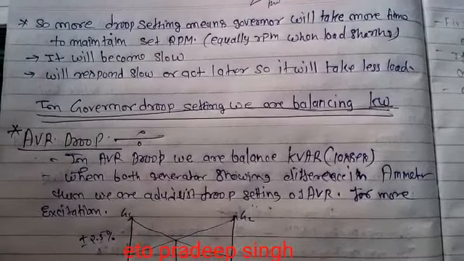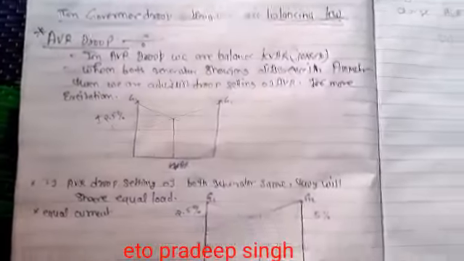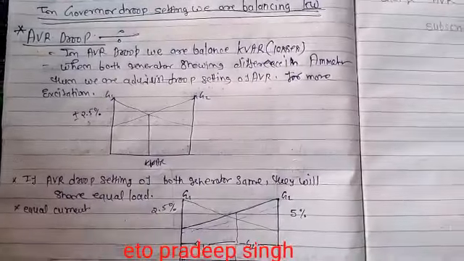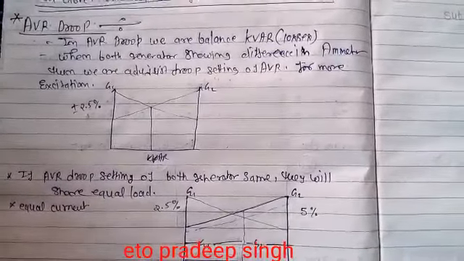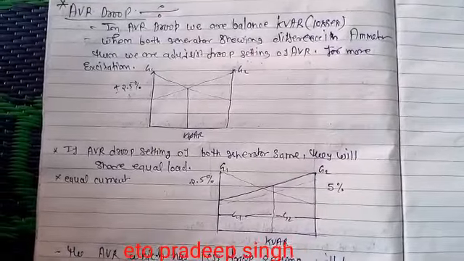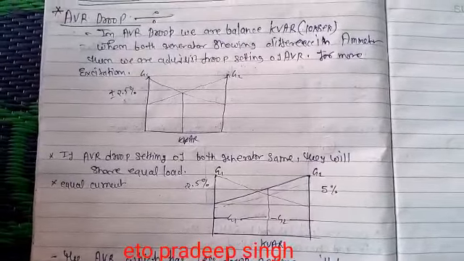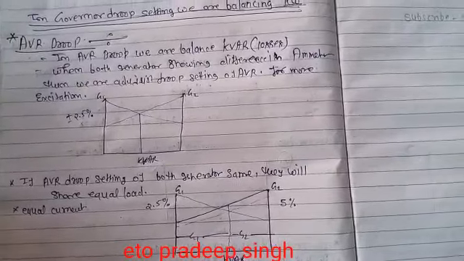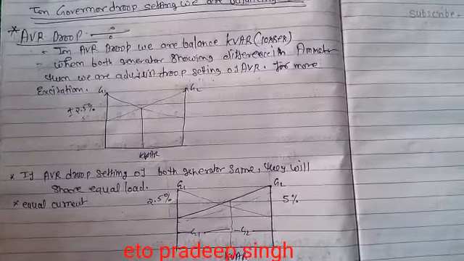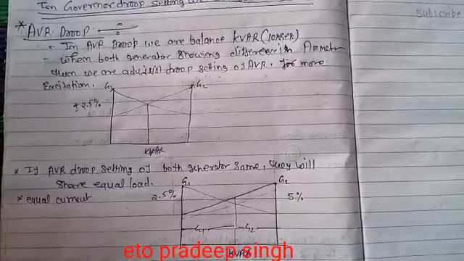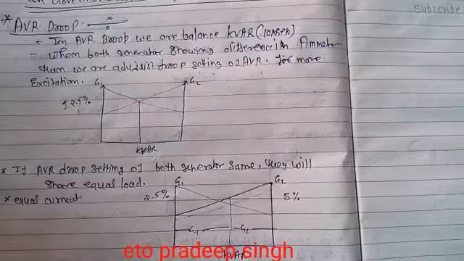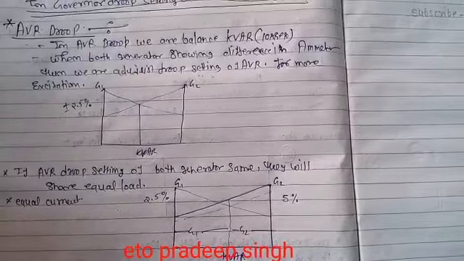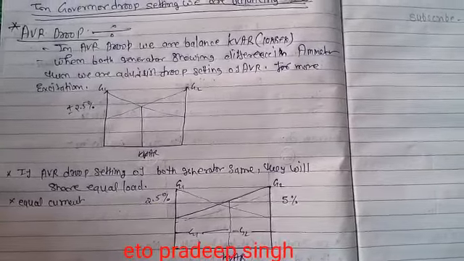Most important for the ETOs is AVR droop. So we are discussing AVR droop here. In AVR droop, sometimes the current is unbalanced when two generators are running and the currents are unequal. Mostly problems like this come up on board. So today in this video we discuss AVR droop. First we understand what AVR droop is. In AVR droop we are balancing kVA, kilovolt amps reactive power.